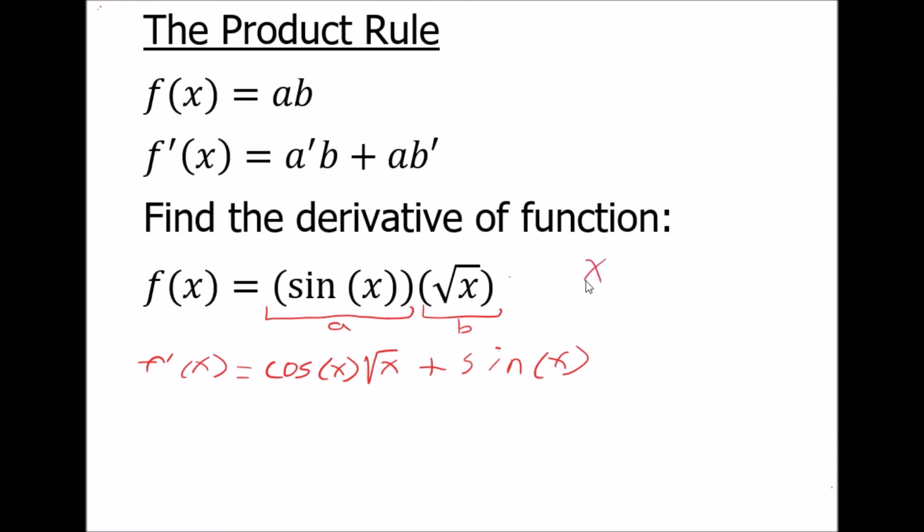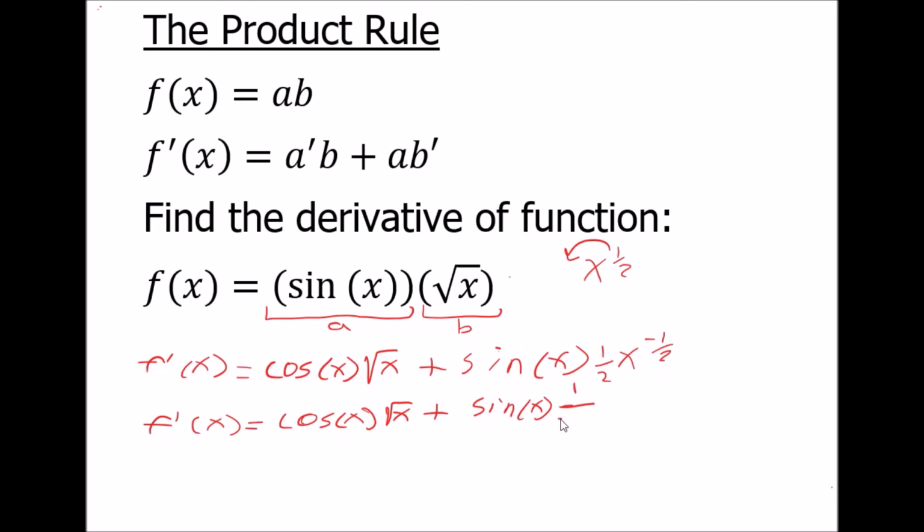Now the square root of x is really the same thing as saying x to the 1/2. So its derivative, I'm just using the power rule, right, is 1/2 x to the negative 1/2. And that's really it. Now, I could rewrite this as a positive exponent if I wanted to. So let me just do that. So that's cosine of x times the square root of x plus the sine of x times 1 over 2 x to the positive 1/2, or I guess I could write that as the square root of x. And that's all there is to it. Let's do one more example.